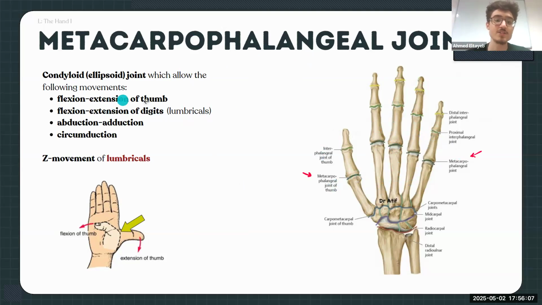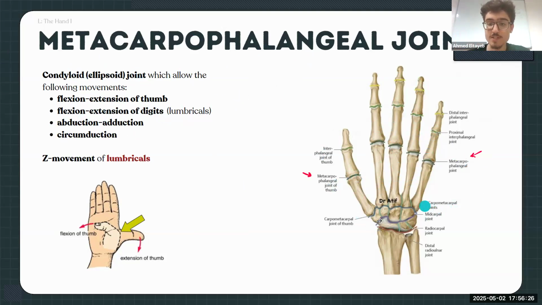It allows for flexion extension of the thumb, and it also allows flexion extension of the digits across the lumbricals, and it allows for abduction and adduction of your fingers, and also relative circumduction. Okay? That's a condyloid ellipsoid joint.